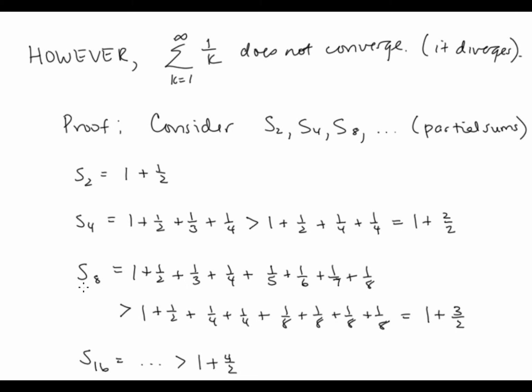With partial sum S8, we have 1 plus a half plus a third plus a quarter plus a fifth, a sixth, a seventh, plus an eighth. And again, we're going to replace the 1/3 with a 1/4. We're saying this is bigger than 1/4. Also, the 1/5, 1/6, 1/7, they all get replaced by 1/8 because they're all bigger than 1/8. Again, for convenience, we're doing this so that we can regroup. This 1/4 plus a quarter is a half. These four 1/8, that's a half. So we have 1 plus 1, 2, 3 halves.